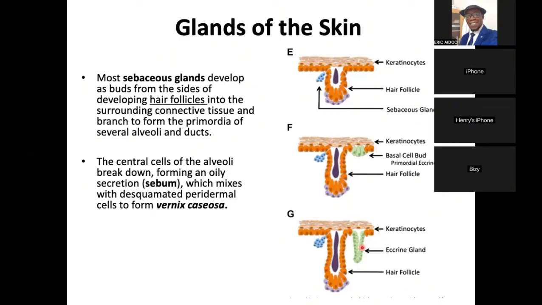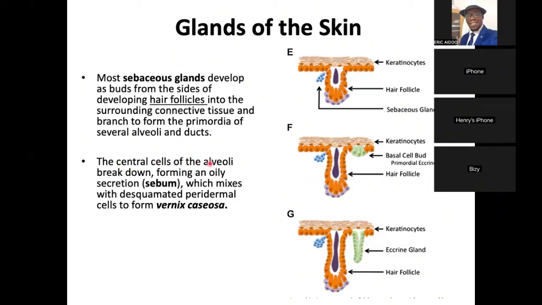So you also have on the right here another type of gland known as the eccrine gland. Usually these are the sweat glands. Okay. They do not secrete into the hair follicle, they secrete directly onto the surface of the skin.